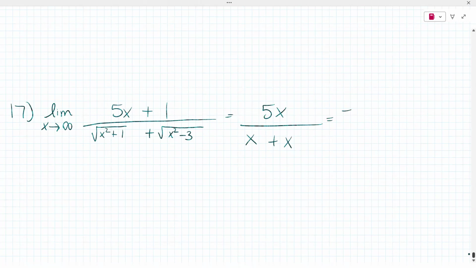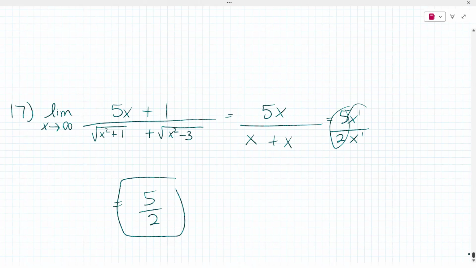So if you clean this up, this is 5x, and then 1x plus 1x is 2x. And what can you say about the power? They are the same, so we use the coefficient, which is 5 halves. So your limit is 5 halves. Okay, I am going to stop here.